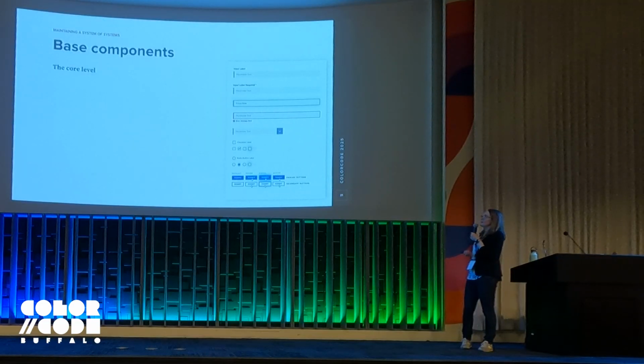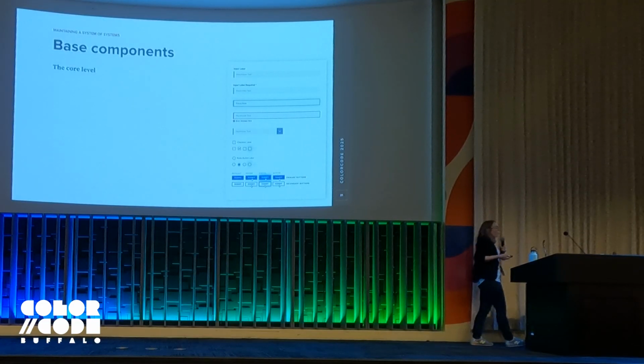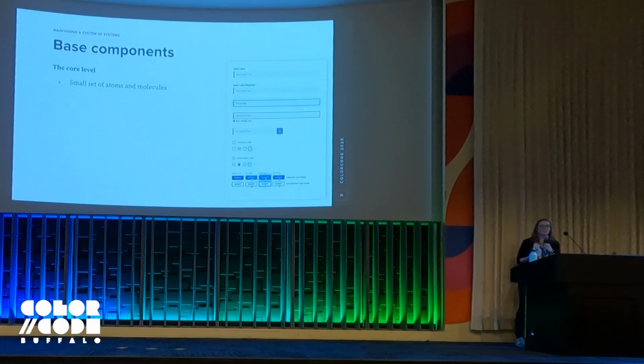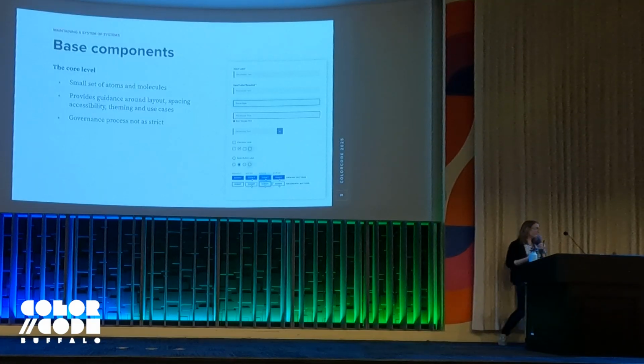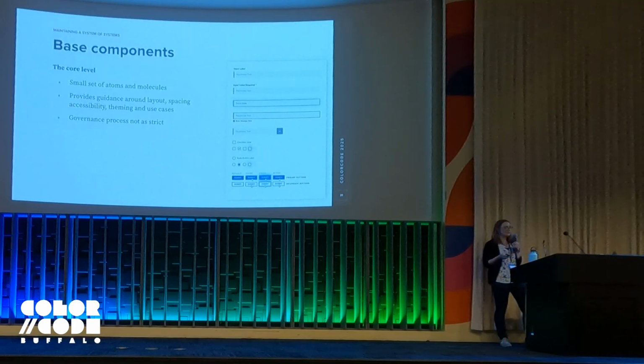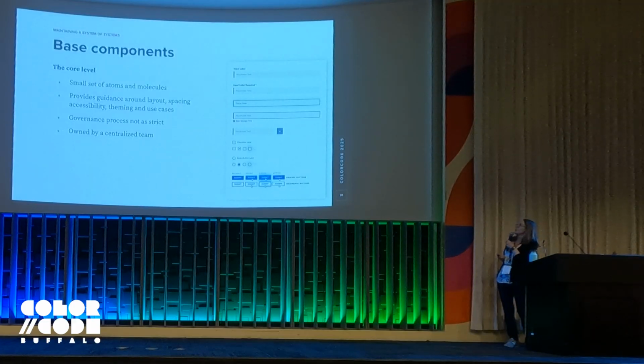Next, let's talk about our base components. These are the core level. They are a set of small atoms and molecules that inherit from brand. Carbon has under 45, so make that comparison between Carbon, which has 45, and the library I was working with, which had over 90. It was kind of ridiculous. They provide high-level guidance for layout, spacing, accessibility, theming, and use cases. The governance process isn't as strict as brand, but there should be an open and established process for others to contribute back to. And these are typically owned by a centralized team.